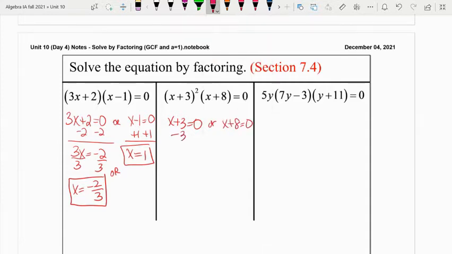So I subtract 3 on this one. So x equals negative 3 is one solution, or subtract 8 on both sides. X equals negative 8.